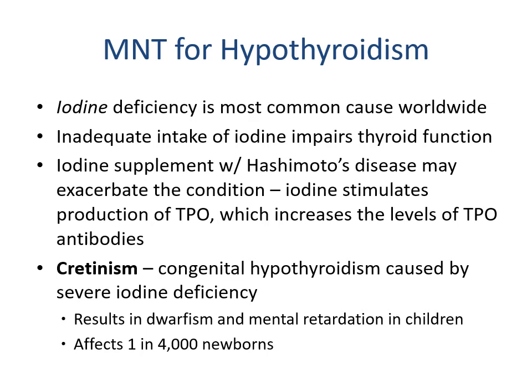So we said that iodine deficiency is the most common cause for hypothyroidism worldwide, and an inadequate intake of iodine impairs thyroid function. Now, iodine supplementation with Hashimoto's disease may actually exacerbate the condition, as iodine stimulates the production of TPO, which then increases the levels of TPO antibodies. Now, what we also see is what's known as cretinism, which is congenital hypothyroidism caused by severe iodine deficiency, and this results in dwarfism and mental retardation in children, and this can affect 1 in 4,000 newborns.